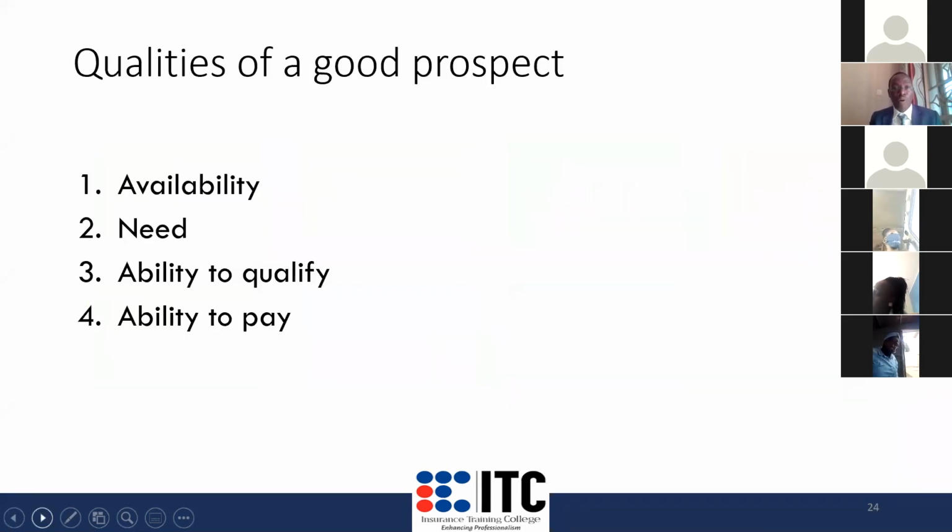So one of our last things in this session, we have the qualities of a good prospect. Not every prospect you're going to find out there is good. Some are there to waste your time. Some are there to just learn something. Some are there and they're not interested in the product, they're interested in you as a person. So you need to pick those aspects.